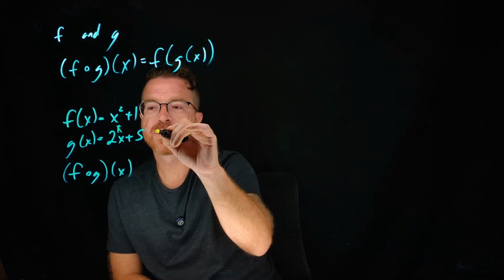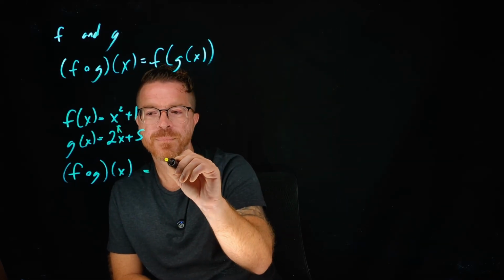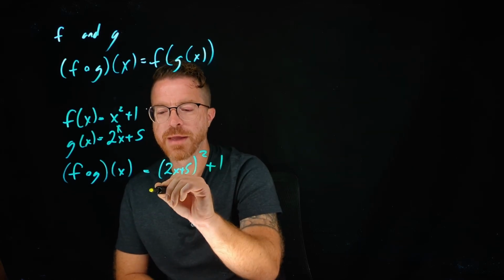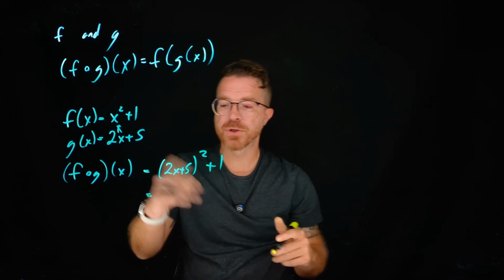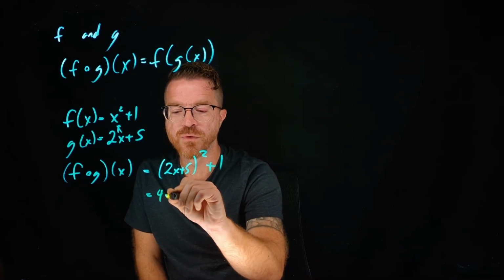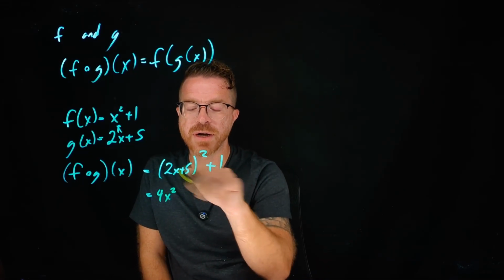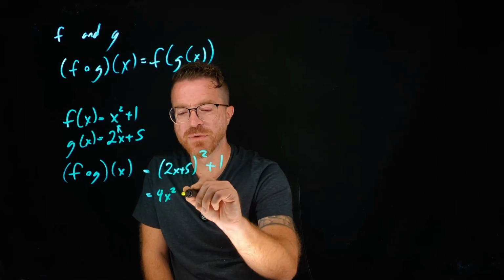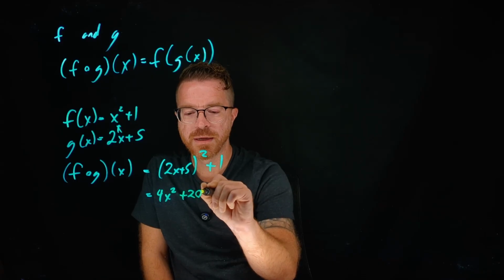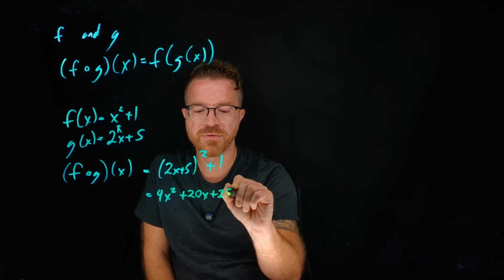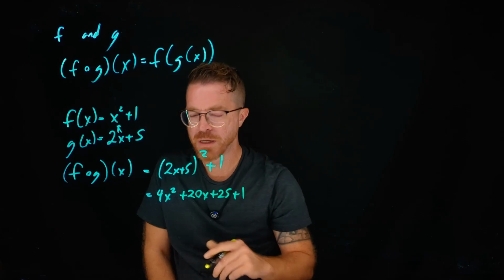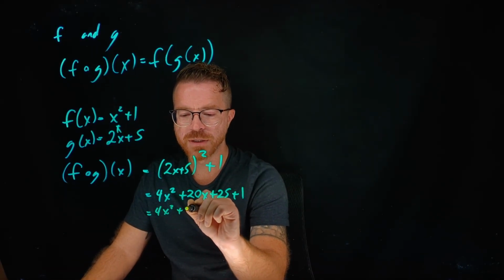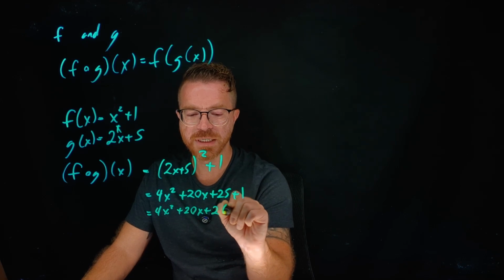So this is going to be equal to 2x plus 5 squared plus 1. And then, of course, just like before, we're going to FOIL this out. So we're going to multiply the first terms. This is going to be 4x squared. We're going to do the outer and then the inner terms, which is going to be 2x times 5, which is going to be 10x. There's going to be two of them, so there's going to be 20x. And then the last terms, plus 25, and then, of course, plus 1. So this is just going to become 26. So this is going to be 4x squared plus 20x plus 26.